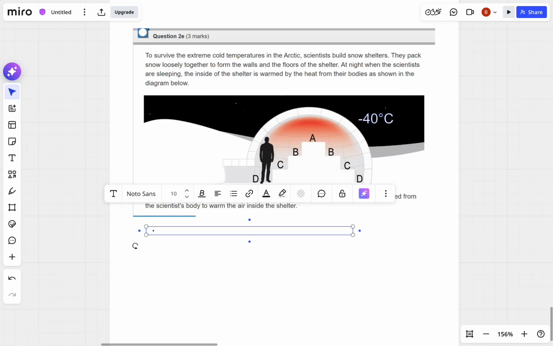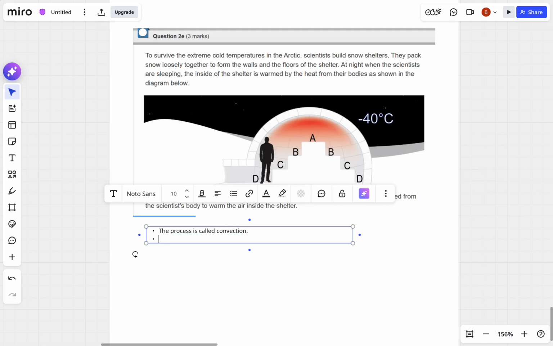So the process is called convection. A simple definition for those of you who don't know what it means: convection is basically the process of heat transfer in gases. So let's just write that. The process is called convection. Let's just write it a simple way.